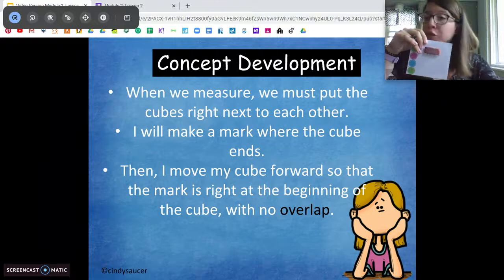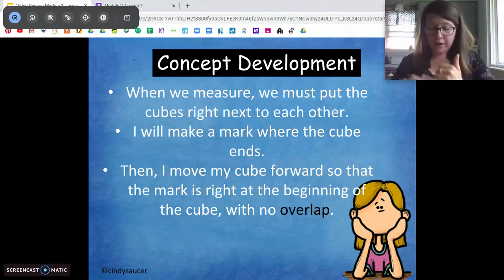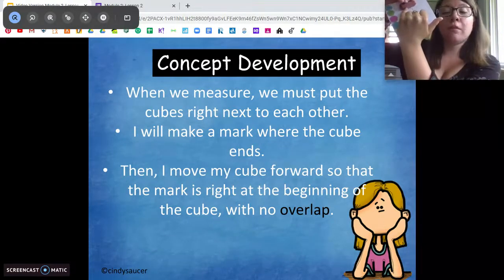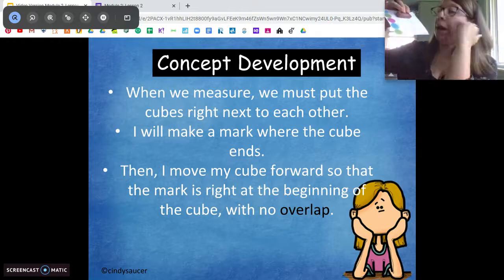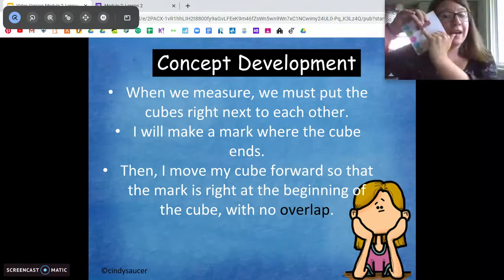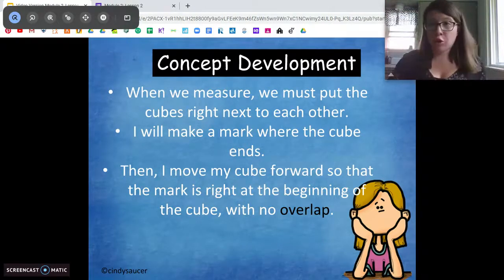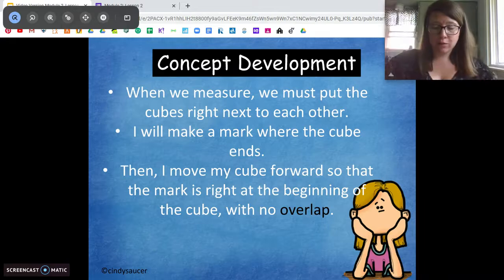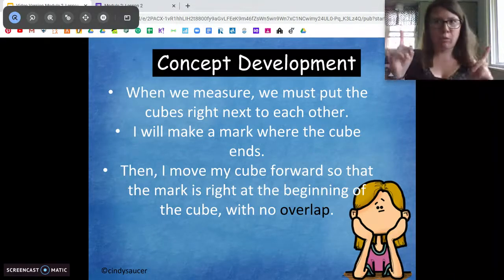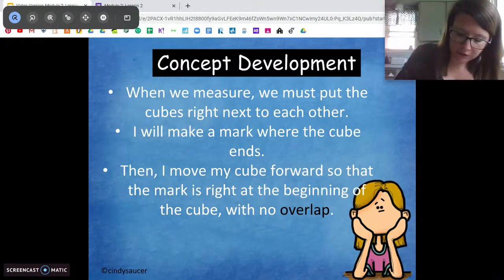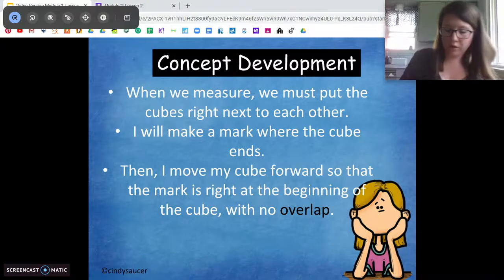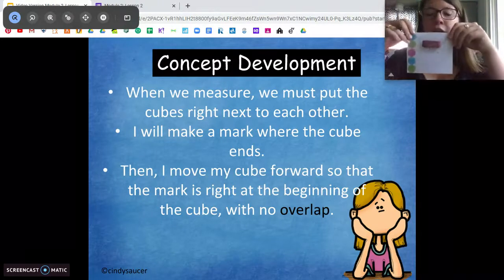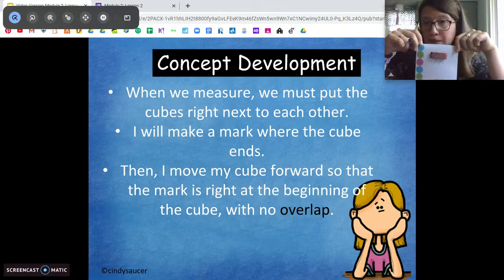You can do this with cubes. You can do this with paper clips. You put it at the endpoint, make a mark, and then pick it up and move it, and you line it up exactly on the next mark. That means there's no overlaps, there's no gaps. You line it up as best as you can. And then, without even a centimeter cube, and with one pinky, I've measured 1, 2, 3, 4. This eraser is about 4 centimeters long.